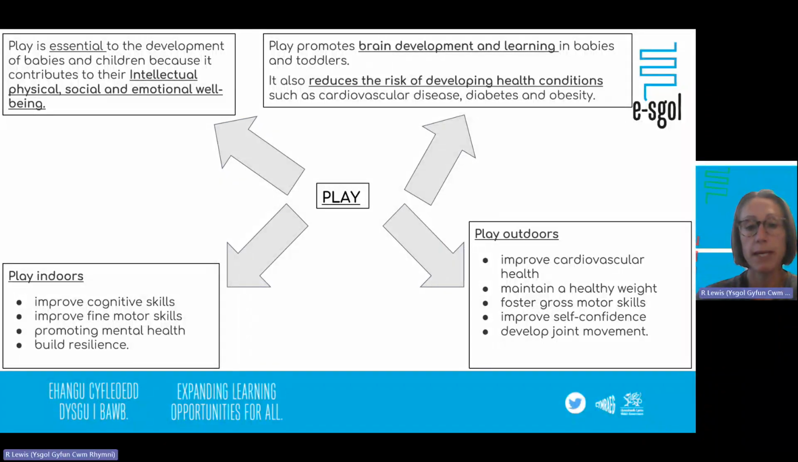Okay, so if we are playing outdoors, obviously there should be an improvement on our cardiovascular health. Okay, we're out of breath, we've got the heart distributing our blood around the body and beating more efficiently, and also we've got a higher heart rate. This will obviously contribute us to gaining or maintaining our healthy weight. It will improve our gross motor skills, kicking, riding a bike, throwing objects, balancing, things like that, and also improve our self-confidence and develop joint movement.